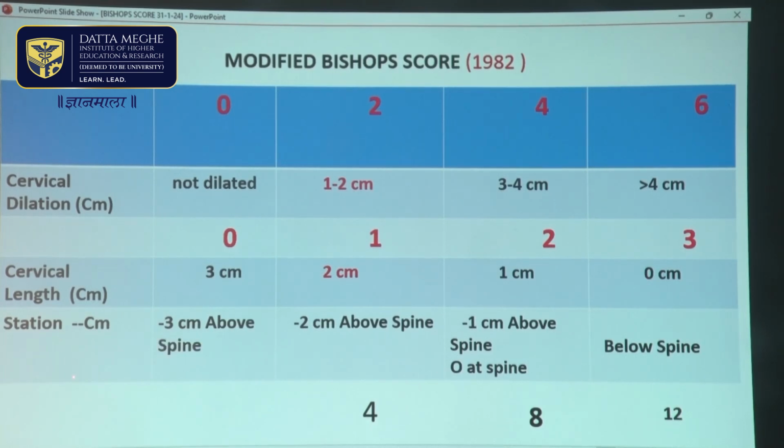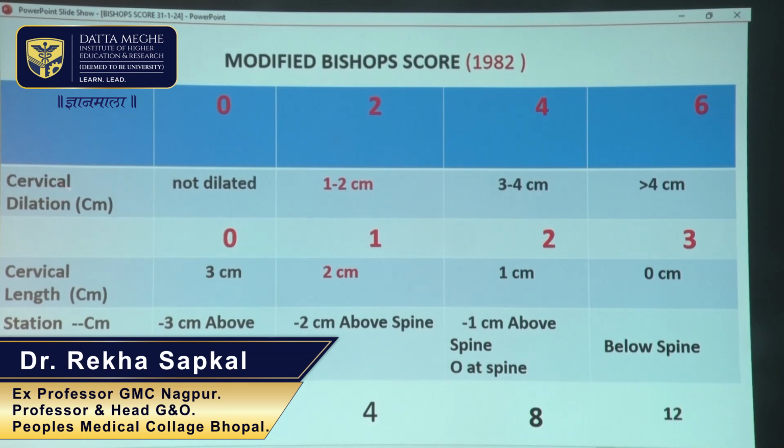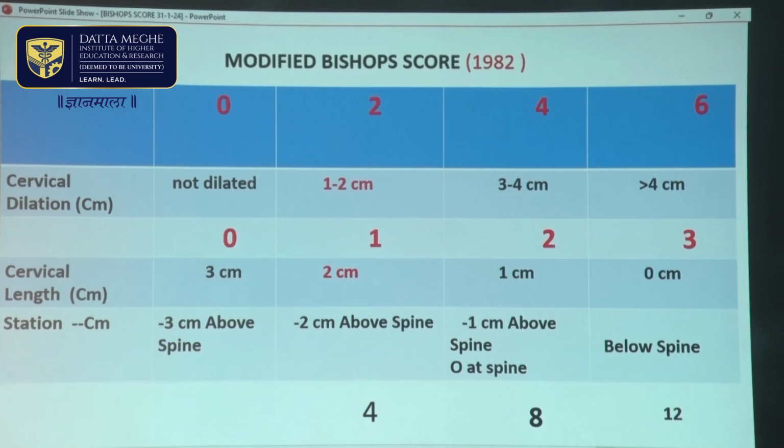Okay. Then station of the head. Station of the head is the same as the previous scoring. -3 is 3 centimeter above the spine, then -2, -1 and 0. But the points for cervical dilatation are doubled up. For cervical length and station, scoring is done as 0, 1, 2, 3. For dilatation it is given as 0, 2, 4, 6. So, like that the modified Bishop score is calculated.